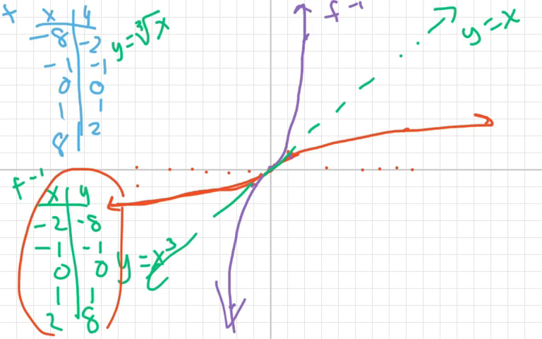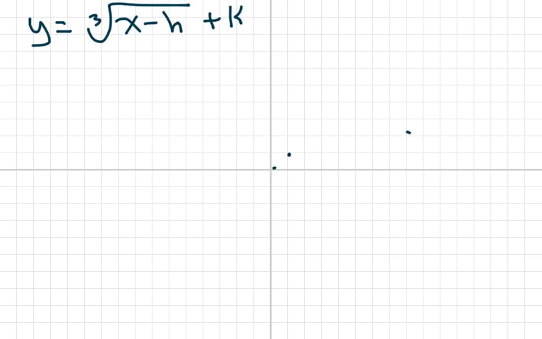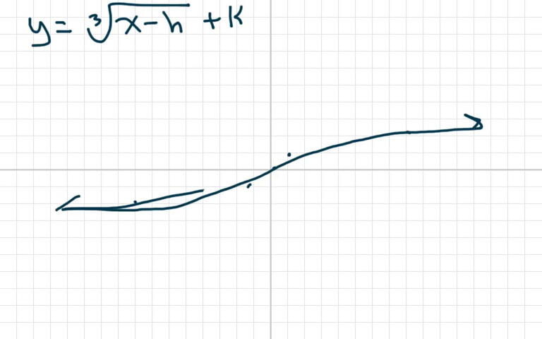Okay, the next thing we're going to do is the transformations, and the form is y equals cube root of x minus h plus k. So I'm going to go ahead and graph. I'm just estimating here because I want to go a little faster, which I shouldn't do because then I mess up. All right, that's what happens when you go too fast. Okay, so there's your cube root parent function.